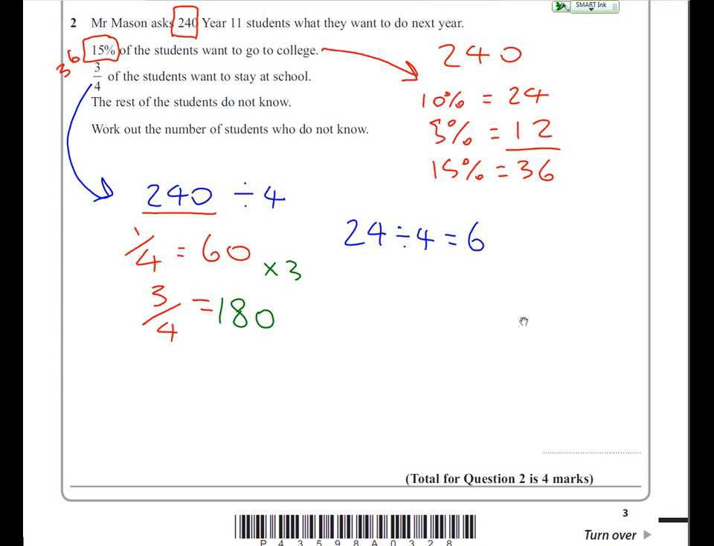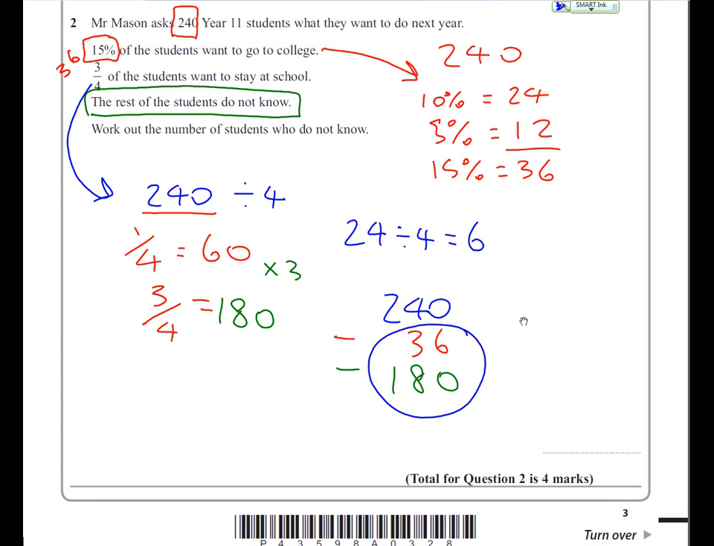Now what we do is we have to figure out the number who want to do something else, so we take away 36 and we take away 180. Or what you could do is take away this all in one go. Okay, so this all in one go is going to be 216. So we're doing 240 take away 216, which leaves us with 24 students.